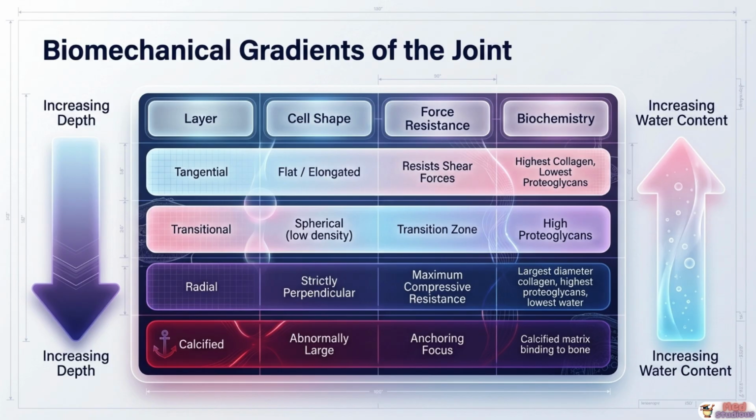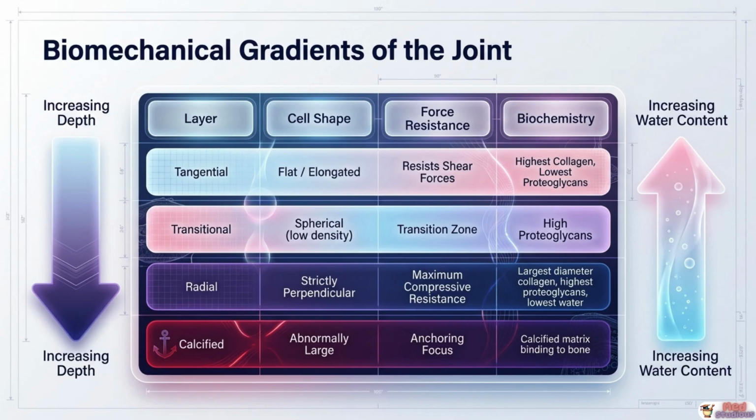In the tangential zone at the surface, chondrocytes are flat and elongated. The force resistance is specifically directed against shear stress generated by sliding motion, and the biochemical profile shows the highest collagen content of any zone, combined with the lowest proteoglycan concentration.